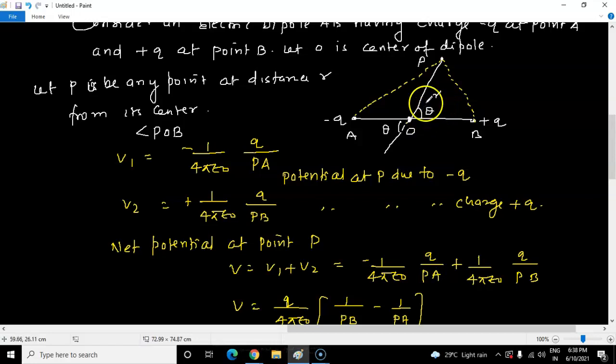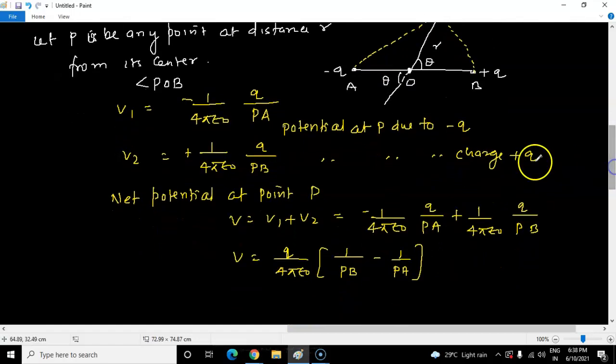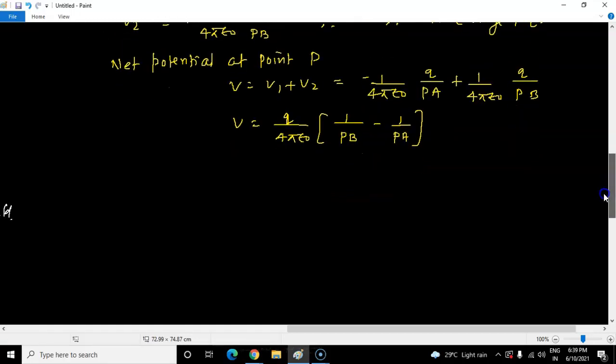To find the PA and PB distances, we draw a line here. From B we draw the perpendicular to this point, let's consider this point N. Similarly, from A we draw the perpendicular, let's consider this point M. This is to find PB and PA.